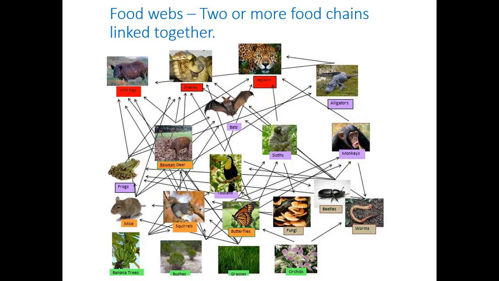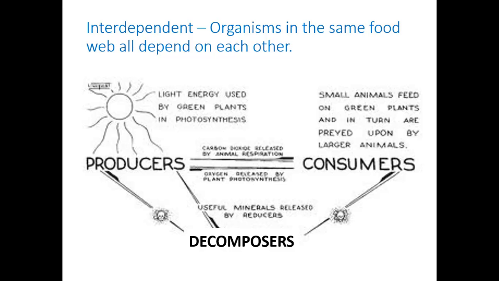Food webs, two or more food chains linked together. You see many, many arrows, many, many food chains, different relationships. Interdependent. Okay, so this is when organisms in the same food web are dependent on each other. And you can see decomposers down at the bottom. When producers and consumers die, the decomposers break them back down, and minerals in their bodies are released back into the soil and taken up again by the producers, the new producers.